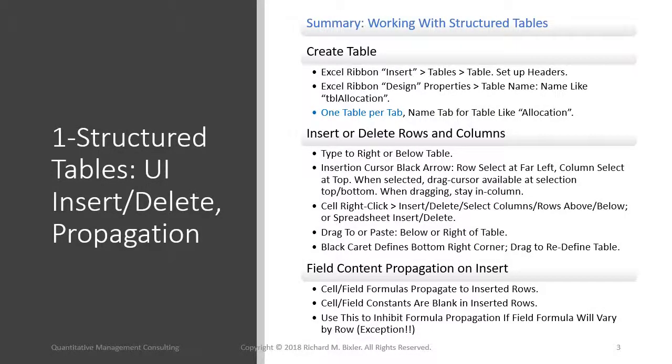You can also name a table by clicking in it and using the Design Ribbon Properties field to set the table name. You'll use many tables for PowerOpI and for other applications too. It helps to name the table something like TBL allocation, which I'd pronounce as table allocation, and name its tab allocation so you can find many tables conveniently. You'll find it's a good practice to place one table per tab or worksheet.